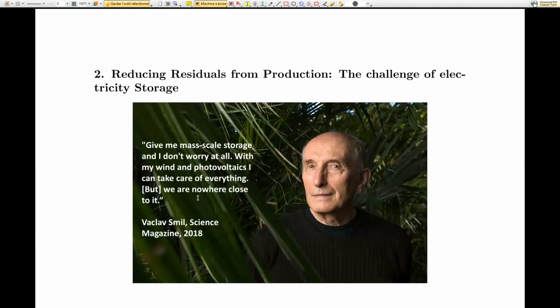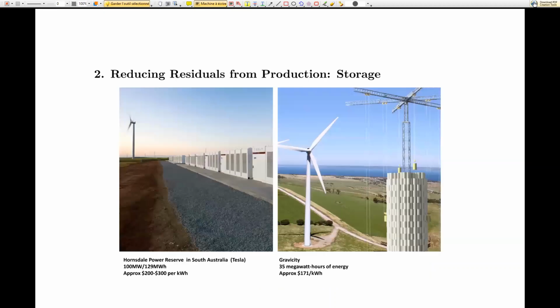Yeah, and this one is one of the biggest authorities on everything in electricity production. What he's saying is, that's the big challenge: give me mass scale storage, and I don't worry about anything at all. That's in Science magazine. So with my wind and photovoltaic, I can take care of everything, but we are nowhere close to it. So the real challenge is storage. So where are we with the storage?